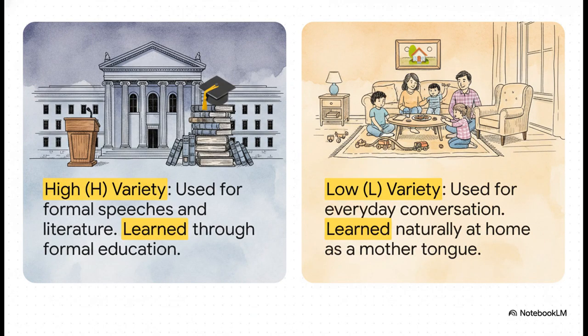So this is the crucial part, how these varieties are kept separate. The high variety, or H for short, that's your tuxedo. It's the language used in government, in literature, and big university lectures. It's the one you have to learn in school. The low, or L, variety, that's your jeans and t-shirt. It's the language of home, of your friends, of haggling at the market. It's the very first language you ever learn, your mother tongue.